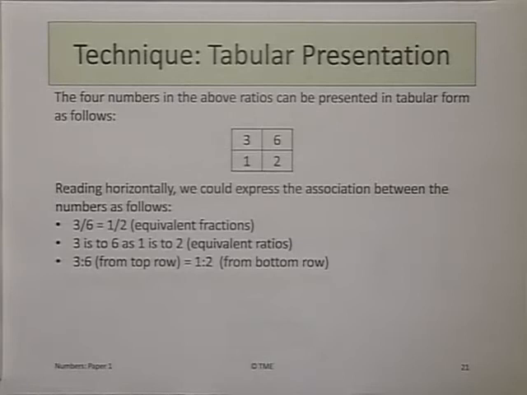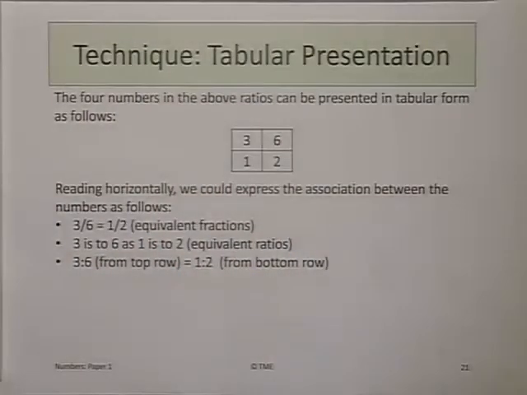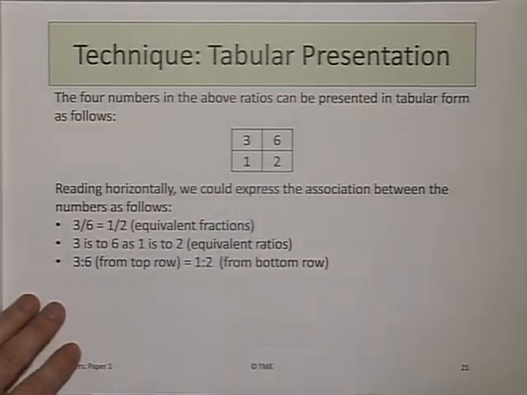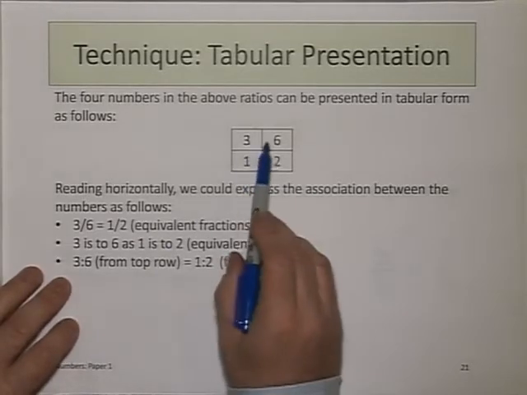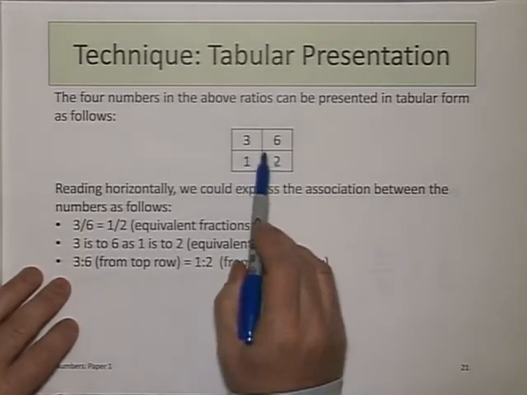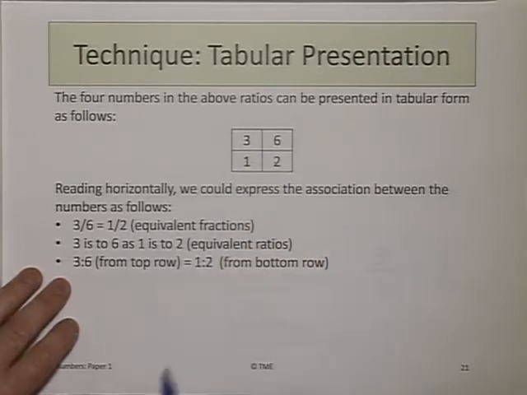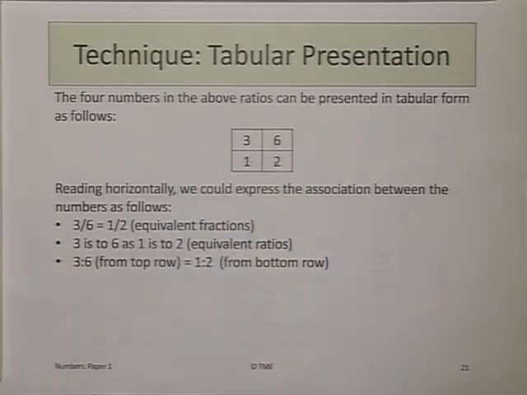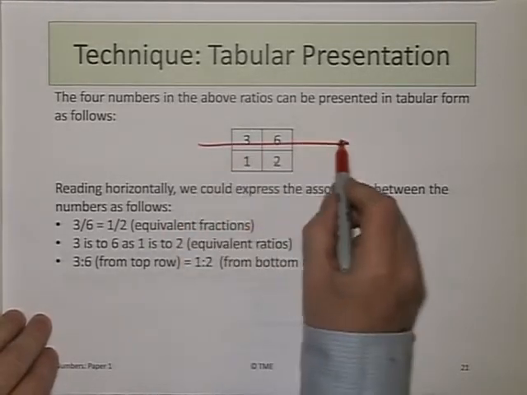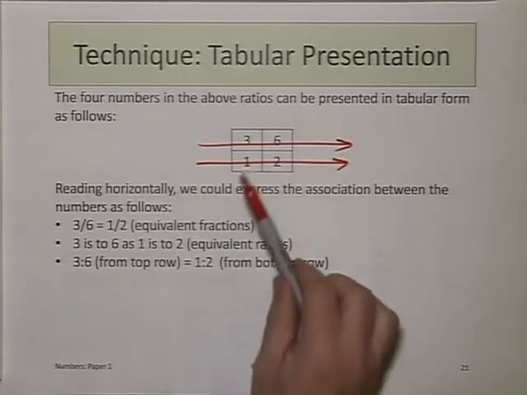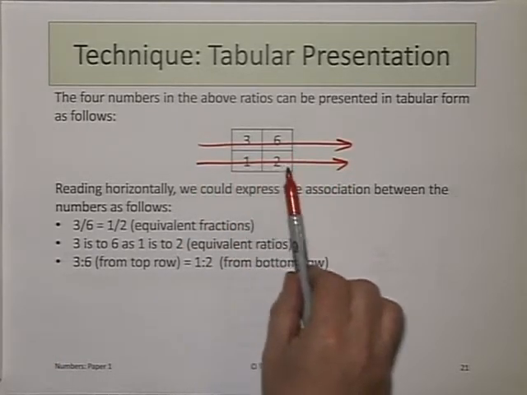What I'd like to do now, though, is to show you a technique that's the same as the cross multiplication, but I'm going to put it in a nice 2x2 box. So a 2x2 box. 3, 6, 1, and 2. 3, 6 is a half. If I read this horizontally, I could look at the equation like this and say 3 is to 6 as 1 is to 2.